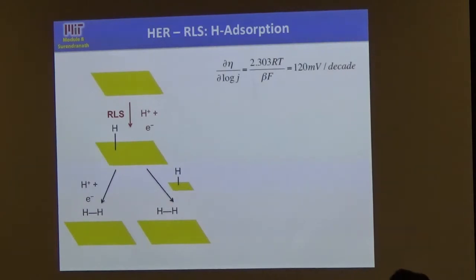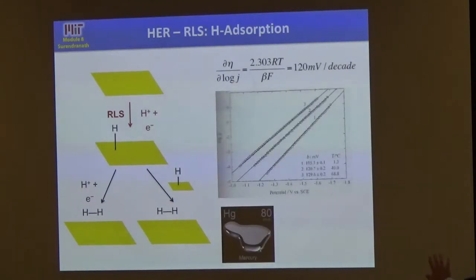Okay, so if this is in fact the case, this has actually been observed experimentally for certain metals, where you in fact get at room temperature essentially the expected slope.